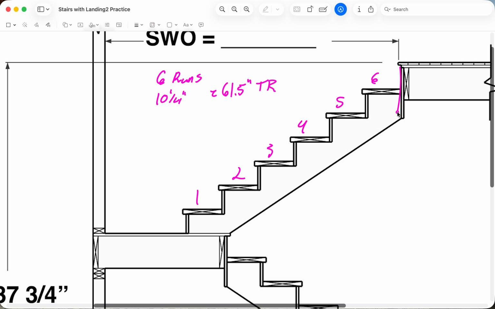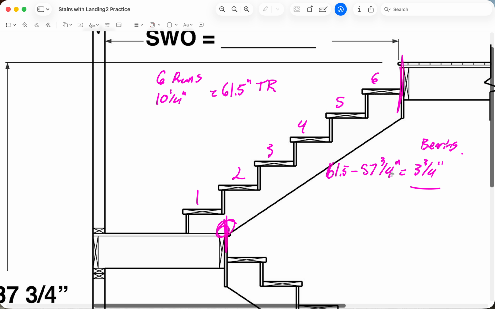Well, we said the distance from here to here was 57 3/4. Well, if we go 61.5 minus 57 3/4, we get a difference of 3 3/4. So to ensure our proper amount of headroom, we already have 3 3/4 of bearing. Okay. Now we would ideally have most of the bearing concentrated at the back side of the stringer. That's where it would be the strongest.